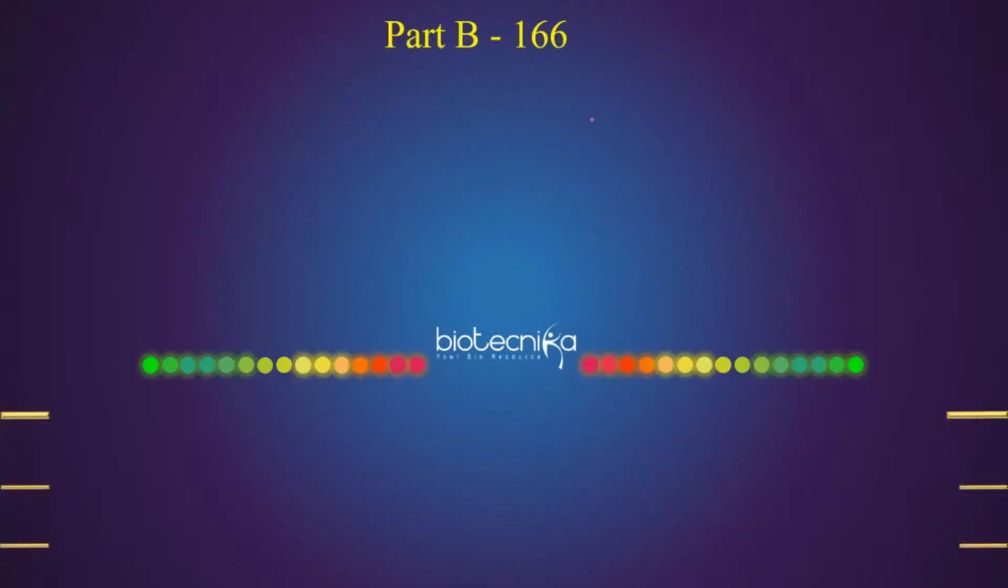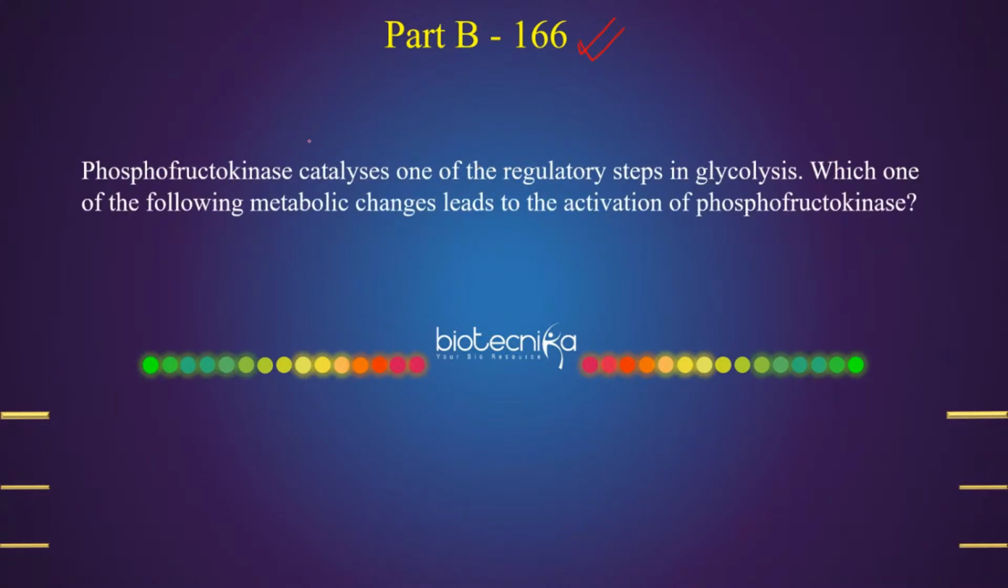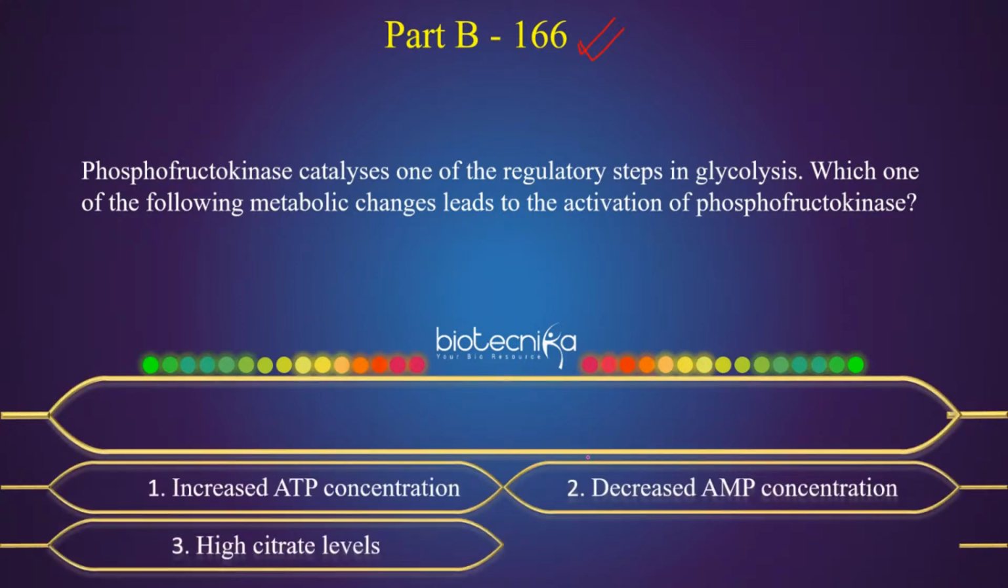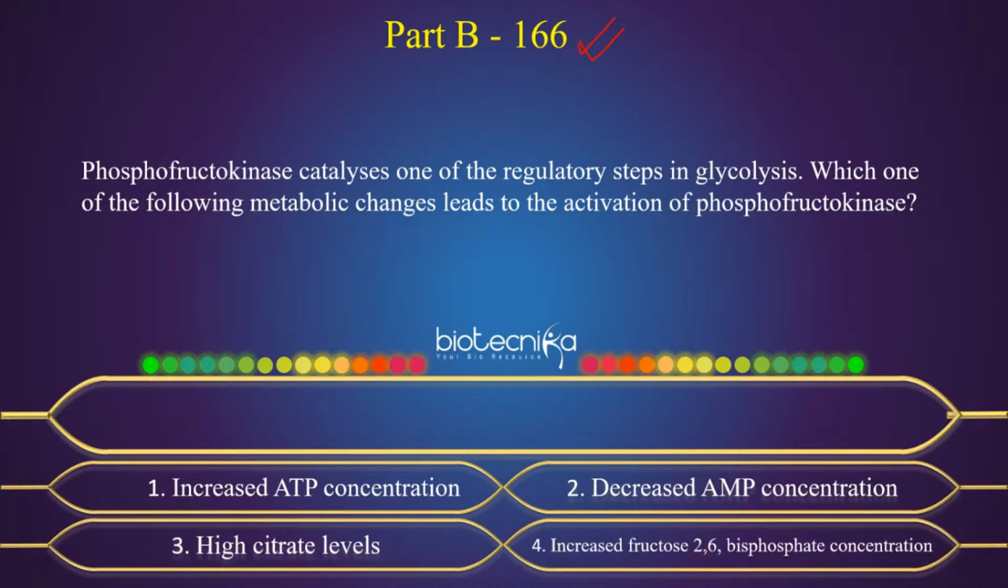Next, these are your part B shift 2 questions. Let's talk about them. Yes, this was from metabolism. In shift 1, there was no metabolism question, but part B did see metabolism questions. Phosphofructokinase catalyzes one of the regulatory steps in glycolysis. Which one of these metabolic changes leads to the activation of phosphofructokinase? Increased ATP concentration, decreased AMP, high citrate levels, or increased fructose 2,6 bisphosphate concentration.